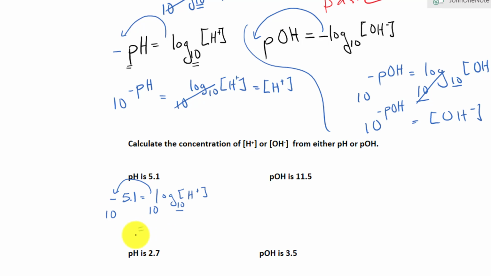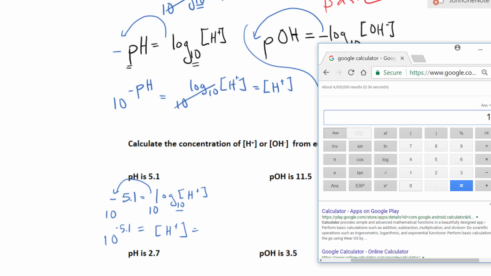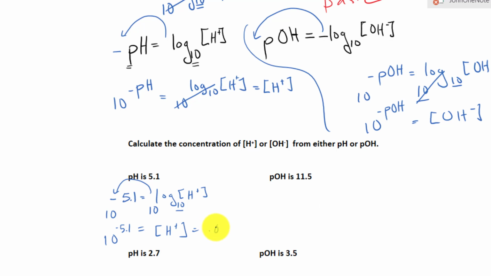Now let's plug into our calculator. In this case, our H plus concentration is going to be 10 to the power of negative 5.1. Plugging into a Google calculator, we have 10 to the power, where the exponent is negative 5.1, equal to the concentration, which is very small. We have 0.000079, and that is the concentration of H plus right there.